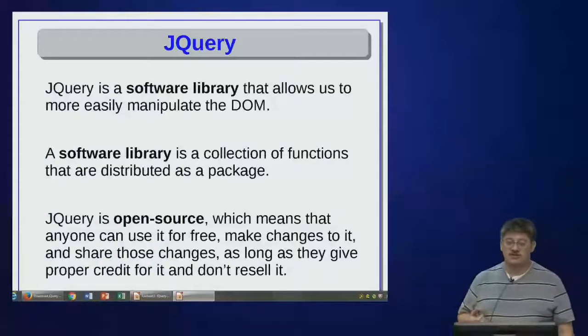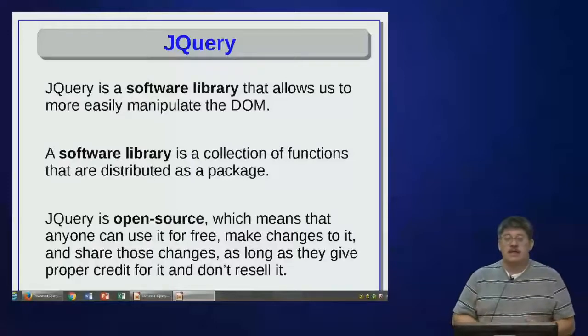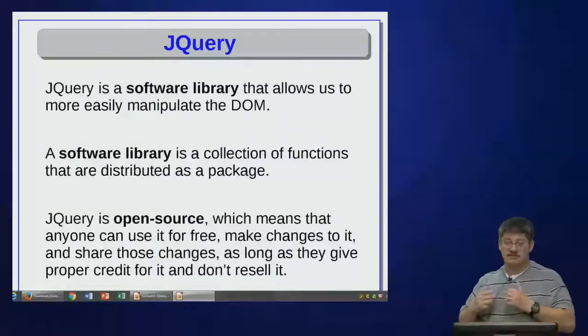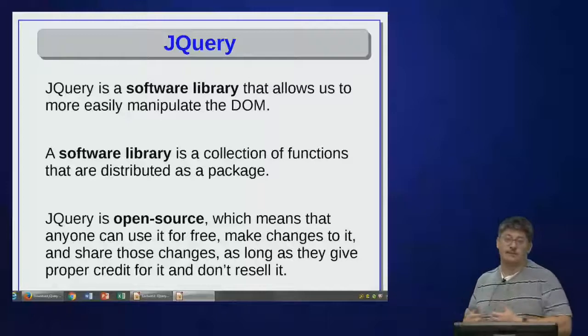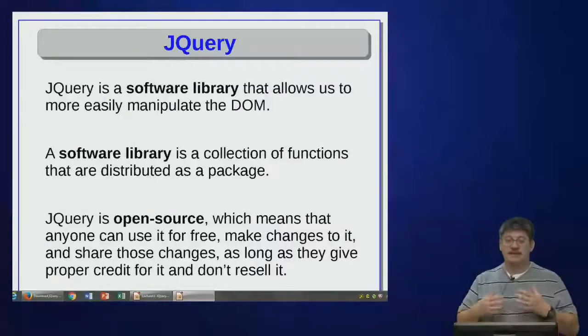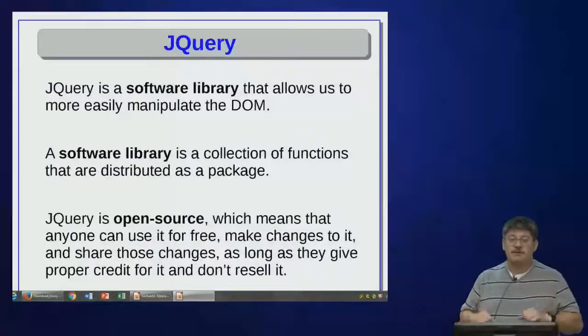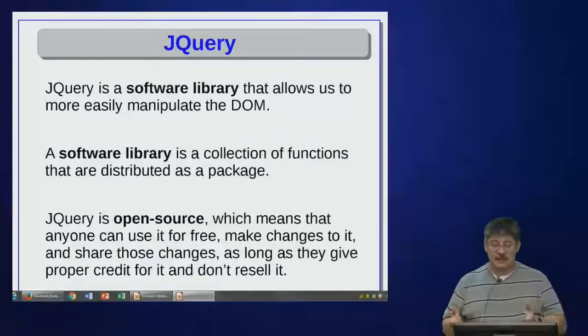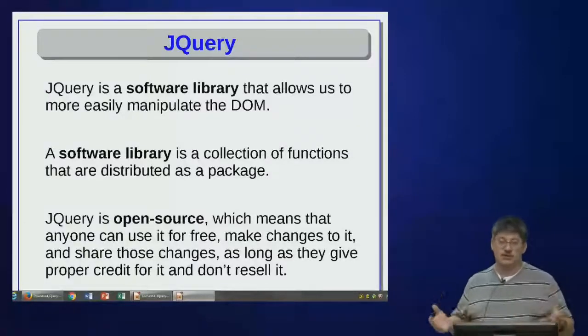So jQuery is a software library that allows us to manipulate the DOM without doing all of the DOM functions. So it adds a lot of functionality to JavaScript that simplifies designing client-side code. So it's a software library, which means that it's a collection of functions. These are functions written in JavaScript, but they've been written for you. Somebody else wrote them, and they're distributed as a package that you can download and use in your web page.